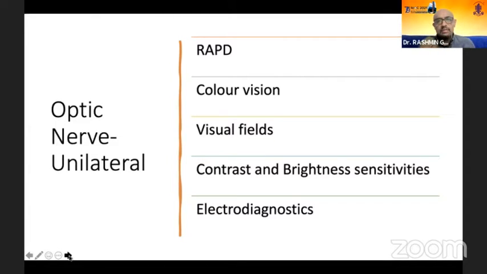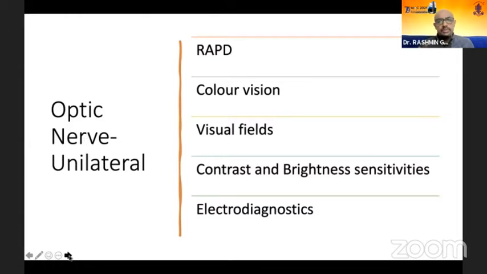So if one visual pathway is not as strong as the other visual pathway, that visual pathway will demonstrate RAPD. So it's very important, as a preferred practice pattern, to make sure that you check RAPD in the ideal test condition to elicit the subtlest of the RAPD.